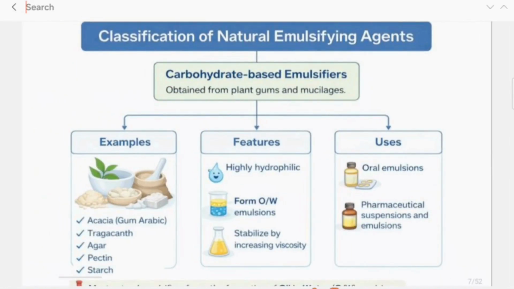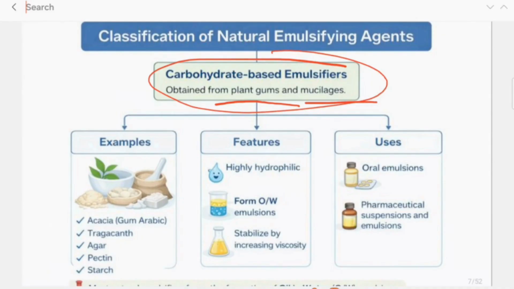The first one is carbohydrate based emulsifiers. They are obtained from plant gums and mucilages. For example, acacia, tragacanth, agar, pectin and starch. They help in the formation of oil in water type of emulsions, and especially they are used in oral emulsions.